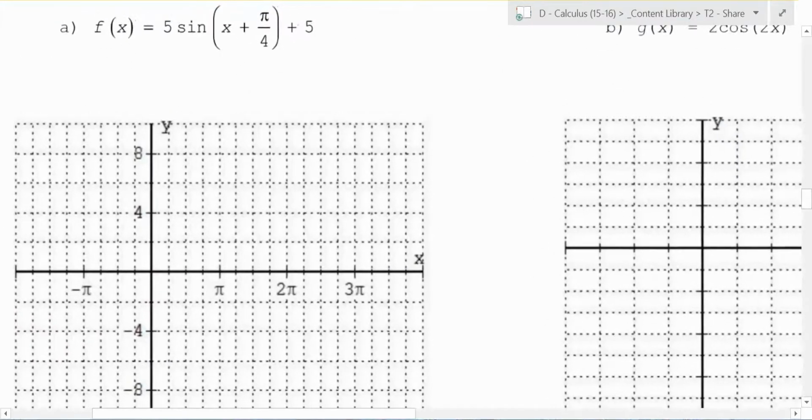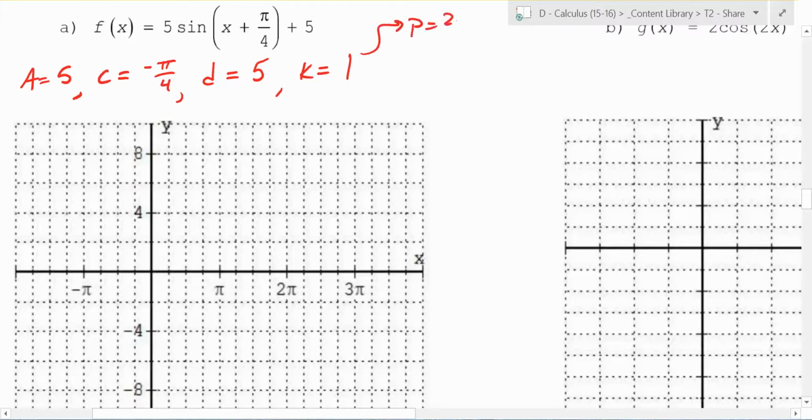In this case, what's the A value? The A value on this one is 5. What's the C value? Negative pi over 4. What's the D value? 5. And can you see what the K value is? It's the number in front of X. 1. So what does that tell us? If K is 1, the period is 2 pi over K, so the period is 2 pi.